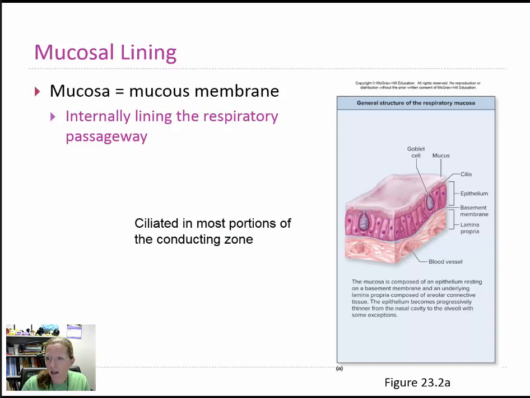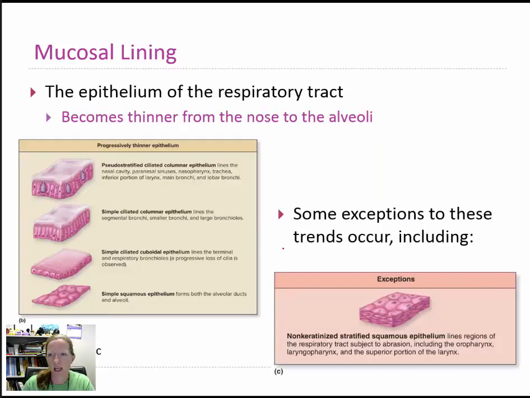And you have cilia, those tiny little hair-like structures on top of the cells, through most of the tract. It's actually going to be through most portions of the conducting zone. And we'll talk about the importance of cilia later on. But let's take a look at the epithelium, specifically just the epithelium of the respiratory tract. So most of it is going to be this pseudostratified ciliated columnar epithelium.